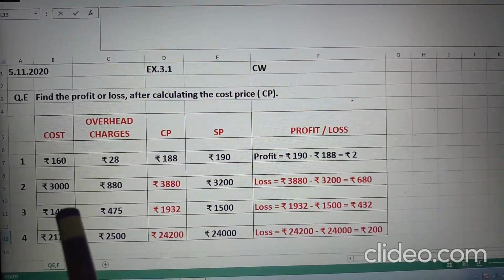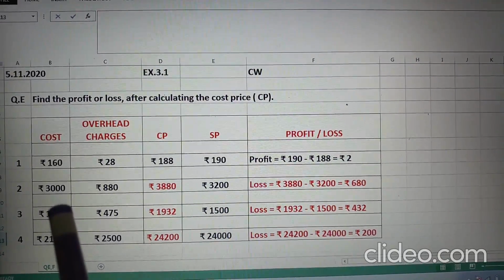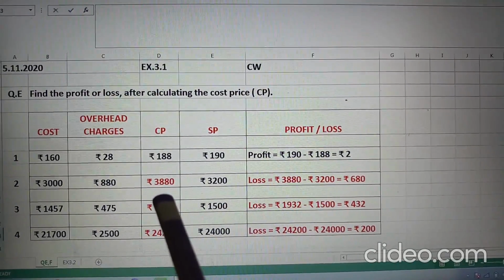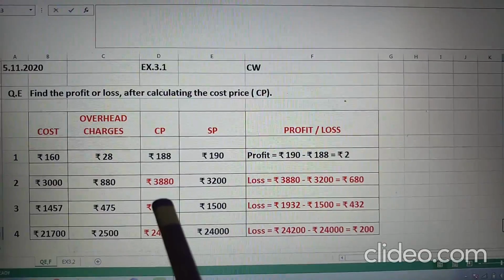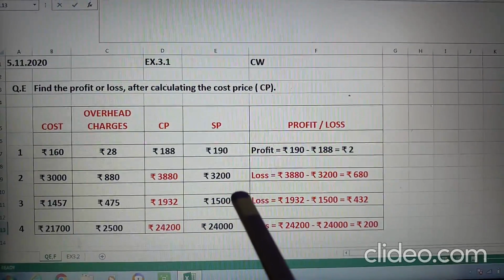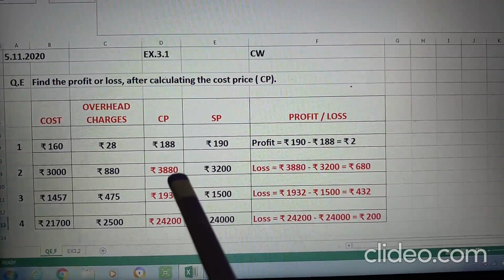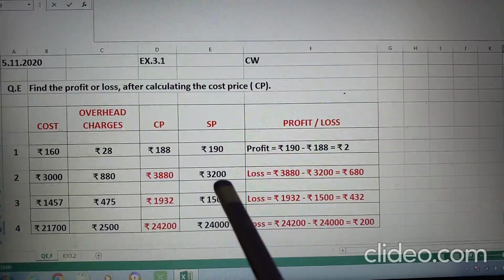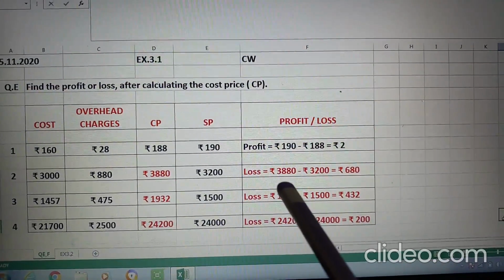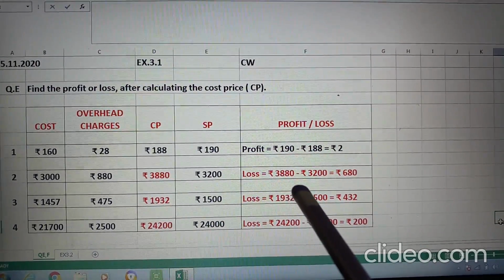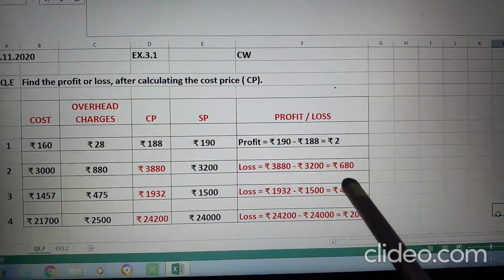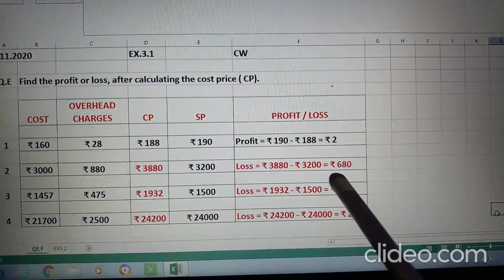The second part is rupees 3000 is given as cost. Overhead charges are 880. So the total cost price will be 3880. SP given as 3200. So when cost is more, selling price is less, you will have loss. So 3880 minus 3200, that comes to rupees 680. So the loss is rupees 680.